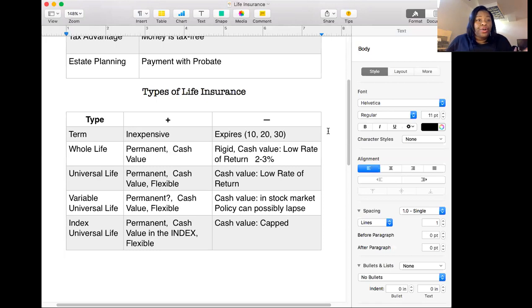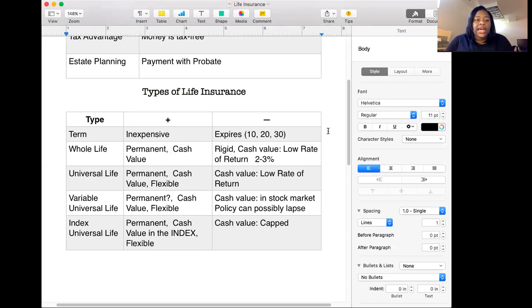Getting a policy at 30 is way different than getting a policy at 60. We're talking about hundreds and hundreds of dollars per month difference between those two. So you really want to pay attention to, do I need a term? What am I getting the term for?